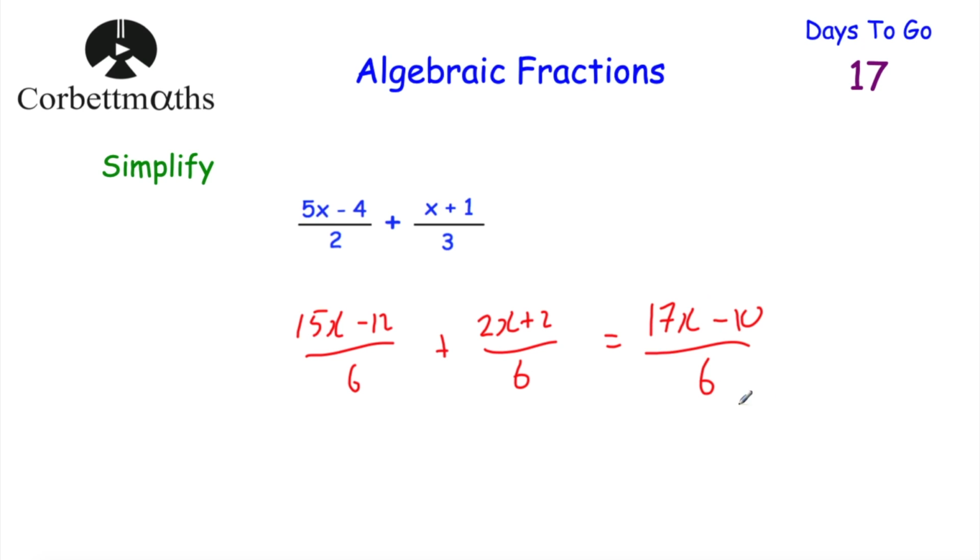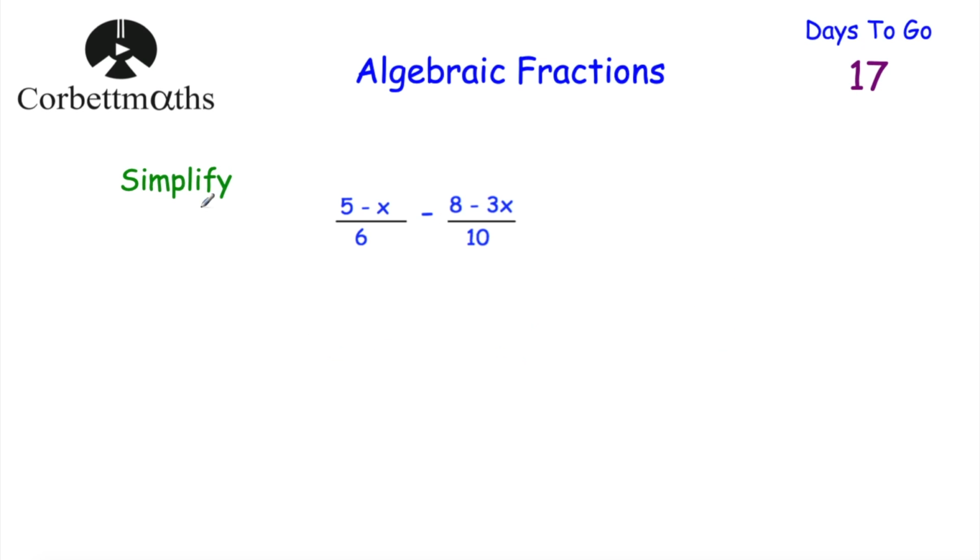And this can't be cancelled down. So that's it. And just make sure at this point, if you can cancel down that fraction, you try and cancel it down. But at this point, we can't cancel down because with 17 and 10 and 6, we can't cancel that down. Okay, so let's have a look at our next question.